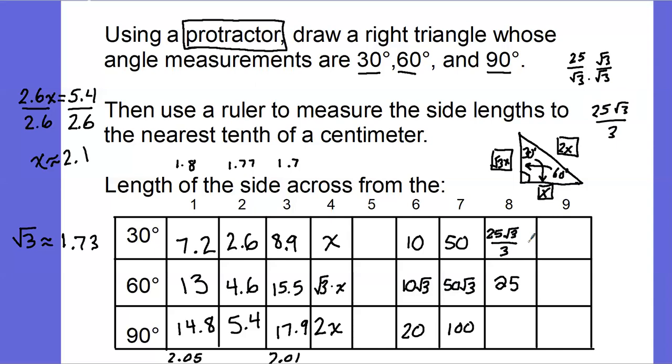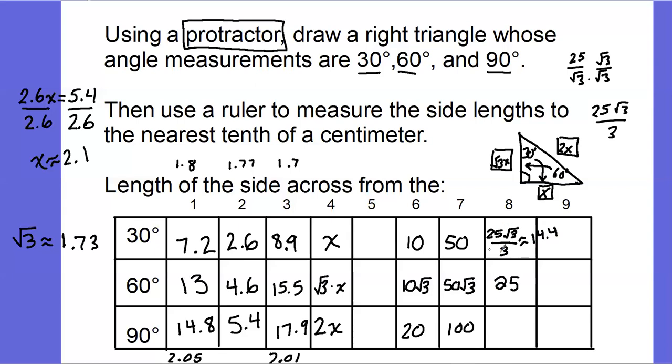And actually, here, let me type that in my calculator real quick. I'll give you a decimal approximation of that. 25 times the square root of 3 is about 43.3. And then if we divide that by 3, we're about 14.4 on this number. So this is about 14.4.